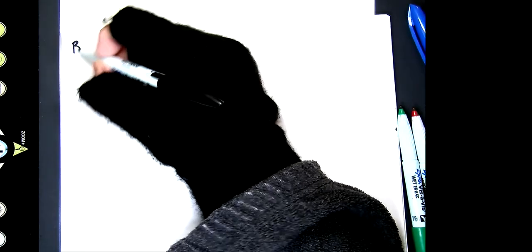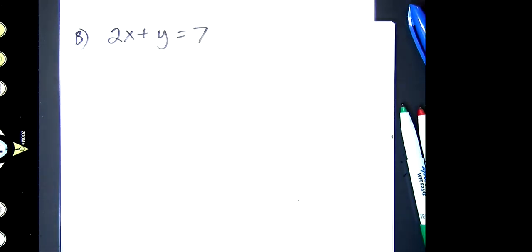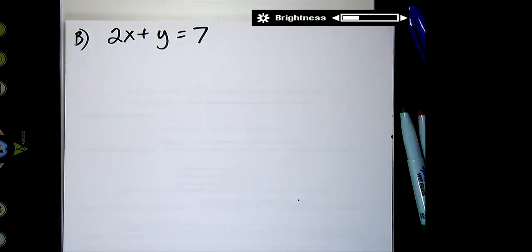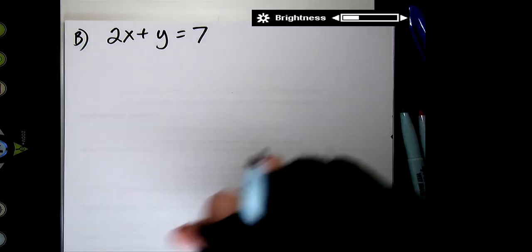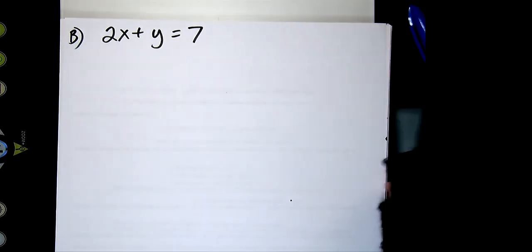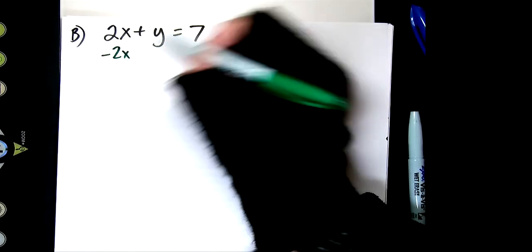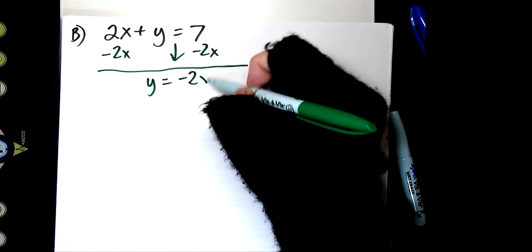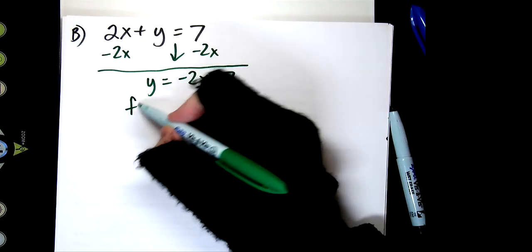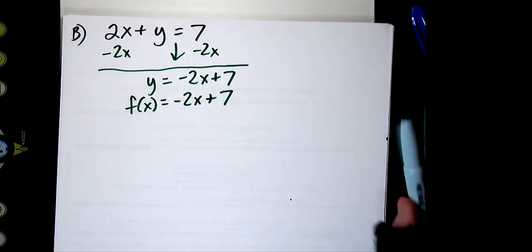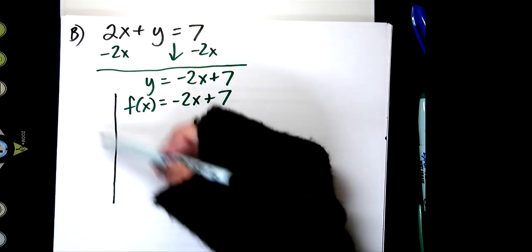Let's do another one, we'll call this problem B. 2x plus y equals 7. This is a lot easier if you solve for y. So I'm going to subtract 2x from both sides. And again, y equals negative 2x plus 7, or f of x equals negative 2x plus 7. And I can make my table.